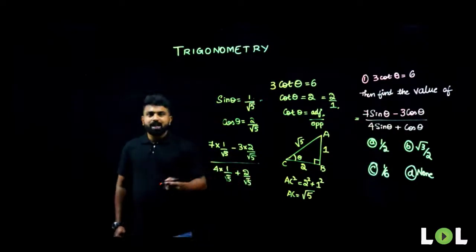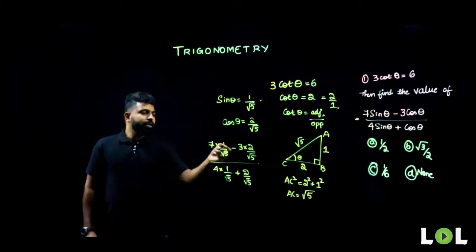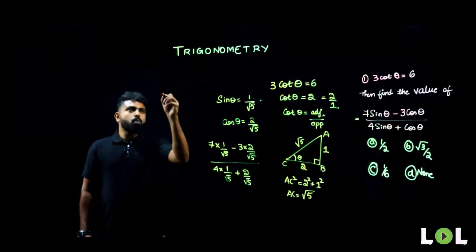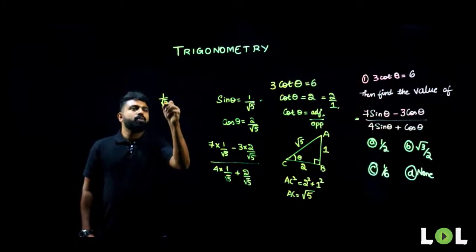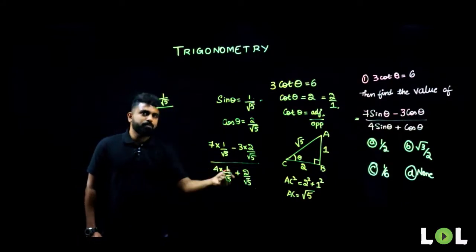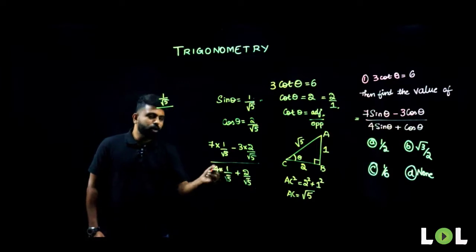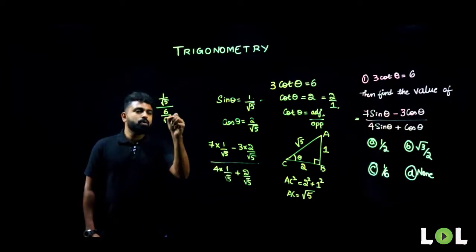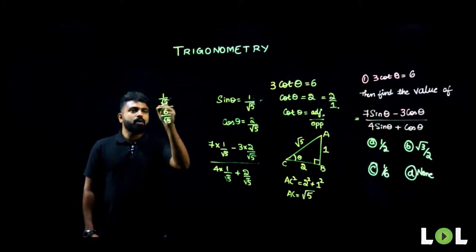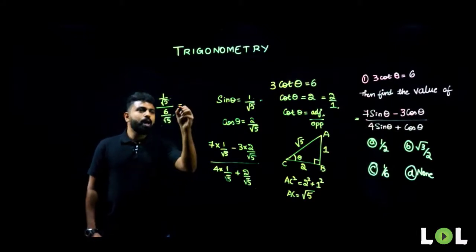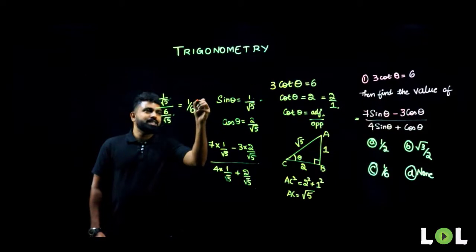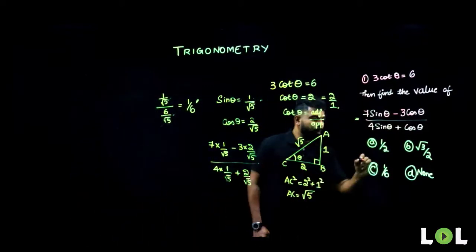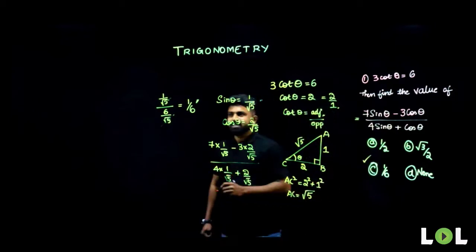Now if I simplify this, what do I get? I get 7 by root 5 minus 3 into 2, that is 6 by root 5. So what do we have? 1 by root 5, the whole divided by, if I simplify my denominator, what do I get? 4 plus 2, that is 6 by root 5. So what will be the final value that we will be left with? The final value will be 1 by 6. And we have that in our options. Yes, option C, 1 by 6 will be my final answer.